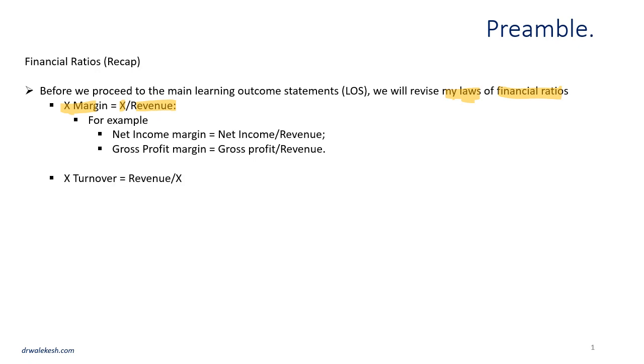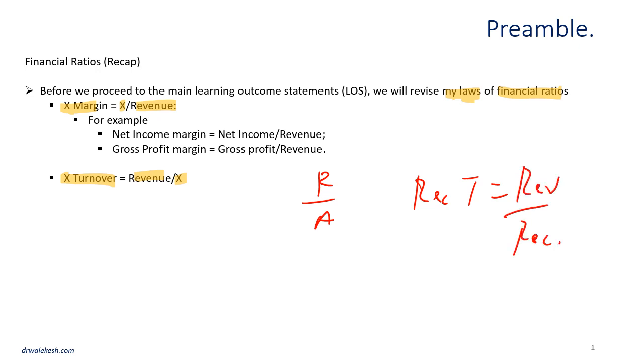Let's move to my second law of financial ratios. X turnover, that's revenue over X. So if I say what is asset turnover, asset turnover will obviously be revenue over assets. If I say receivables turnover, what is it? That will be revenue over receivables, and so on and so forth.